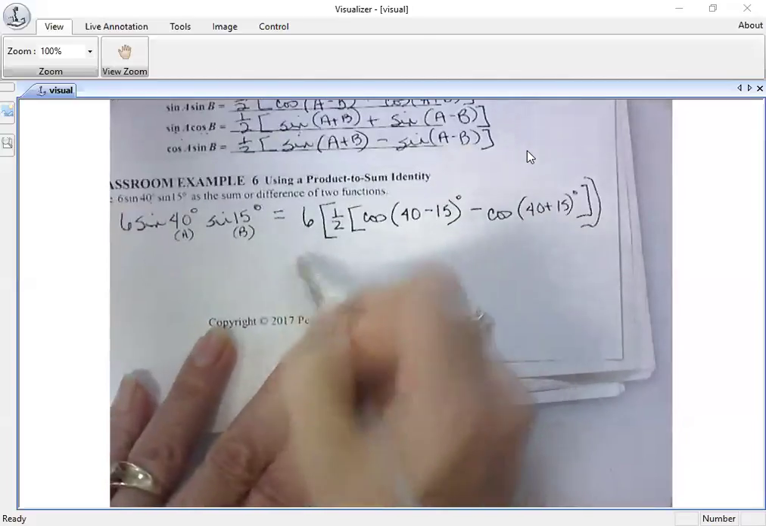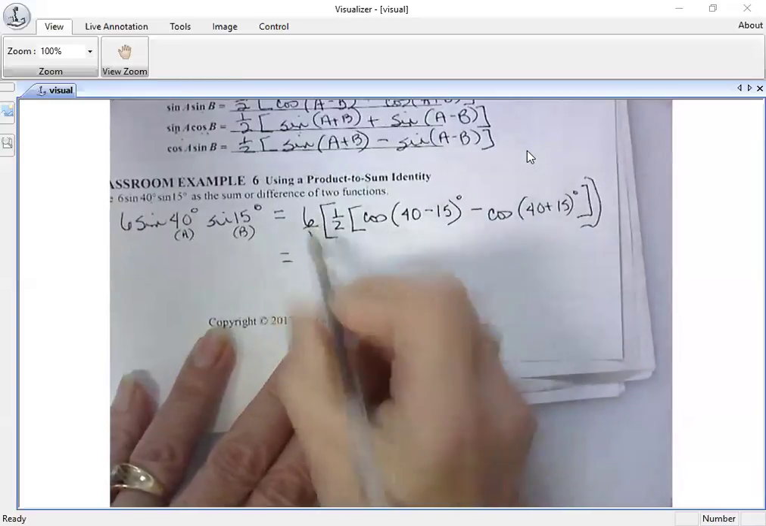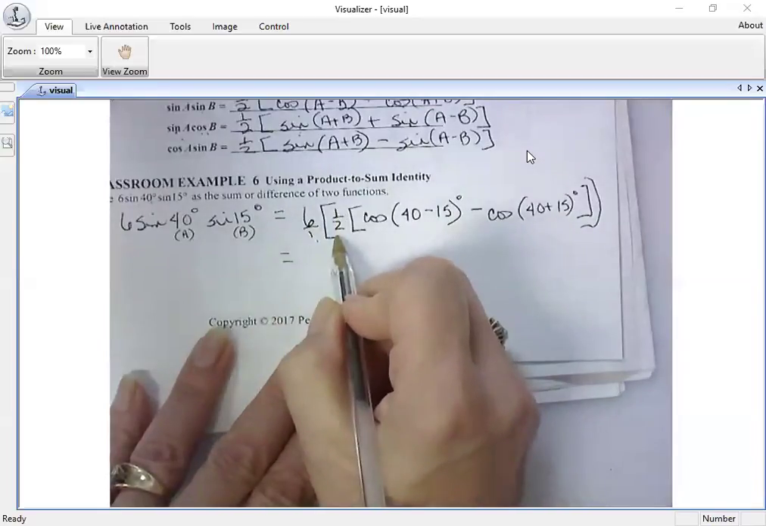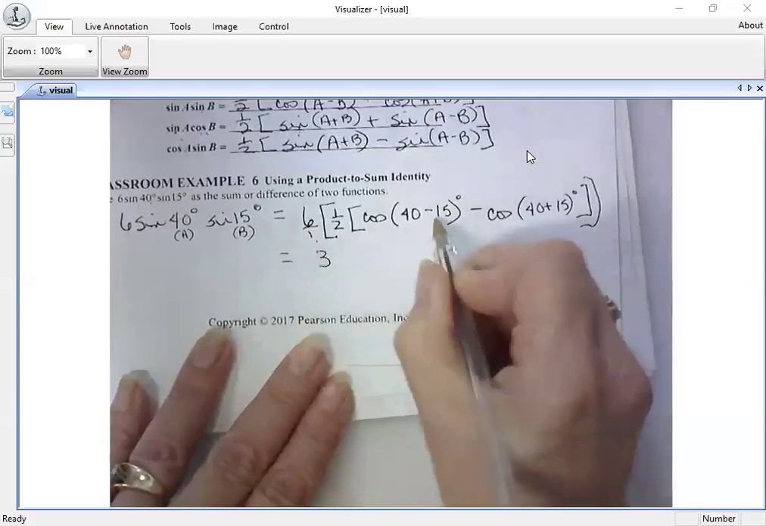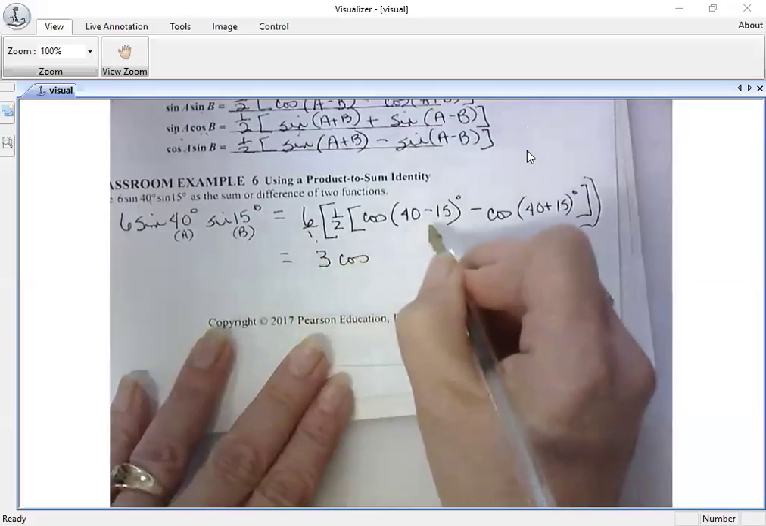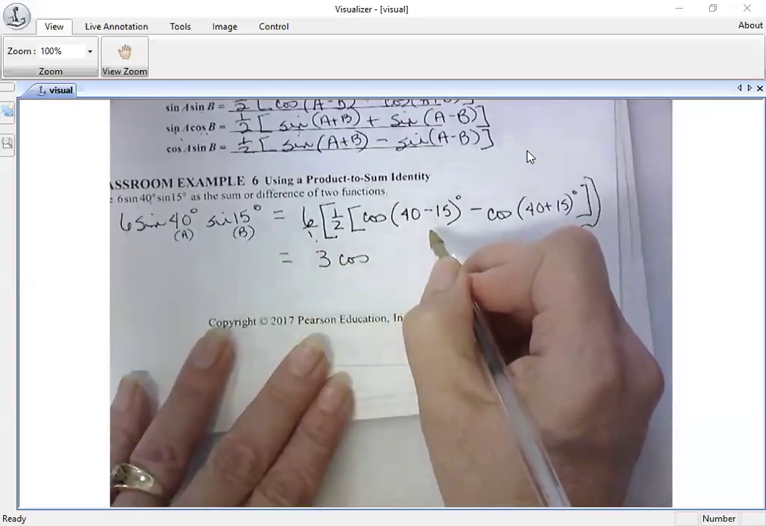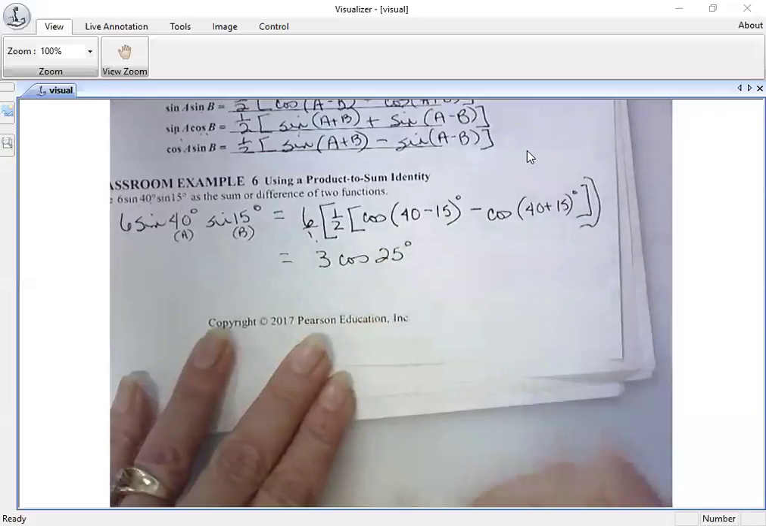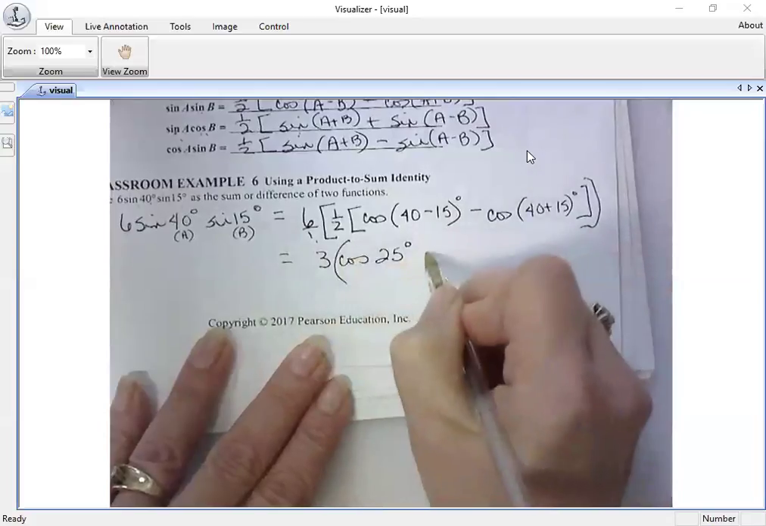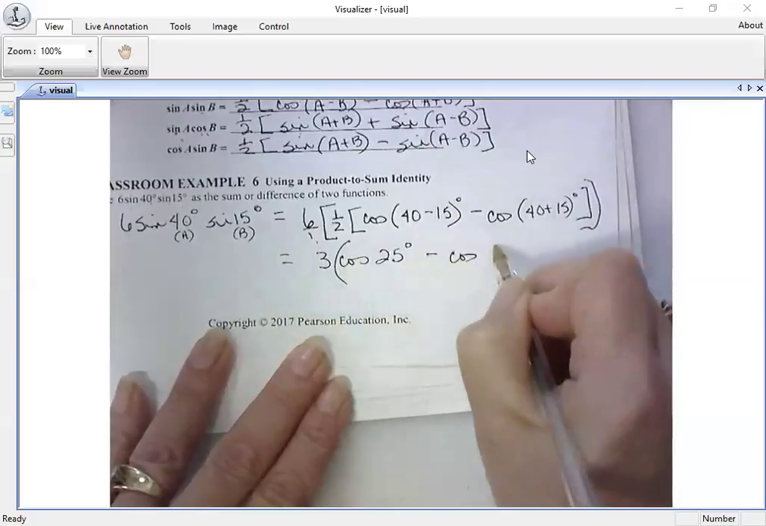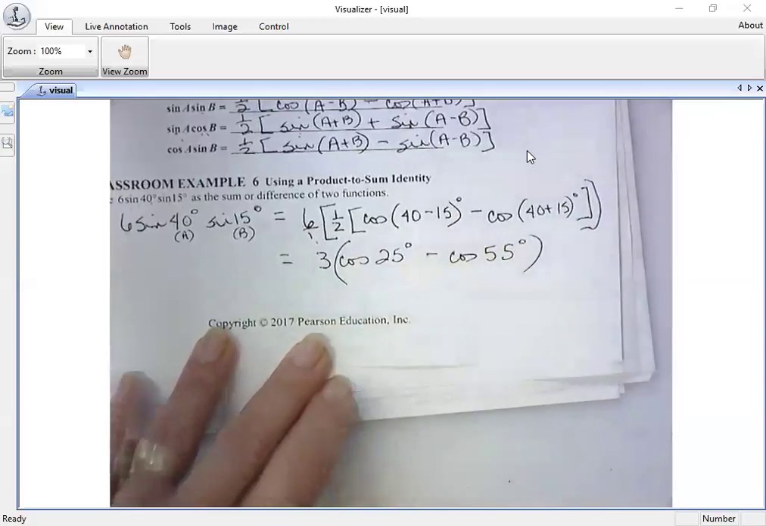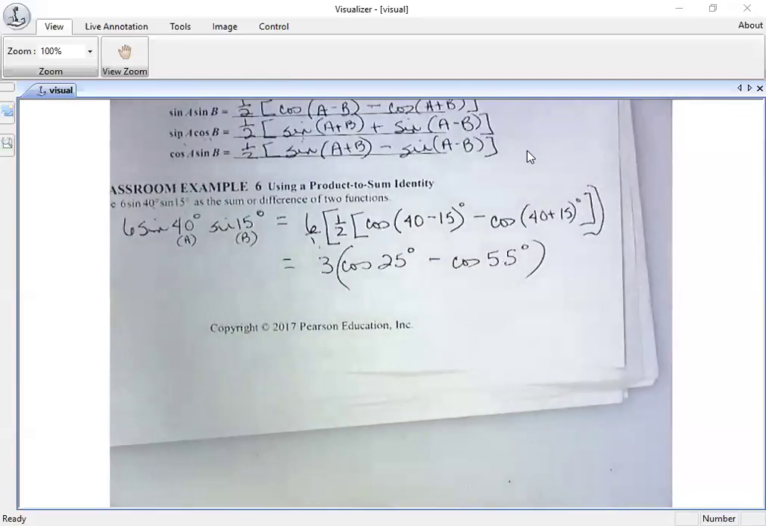All right, so let's see if we can clean this up a little bit. Can I go ahead and multiply the 6 times 1/2? I believe so. That's going to be 3. This is going to turn into the cosine of, well, how much is 40 minus 15? 25. And then minus the cosine of what? 55. There you go. Now, as it turns out, these still are not special right angles, so I'm not going to be able to figure these out just using those special right triangles, but the instructions simply said to write it as the sum or difference, and now I have, okay?